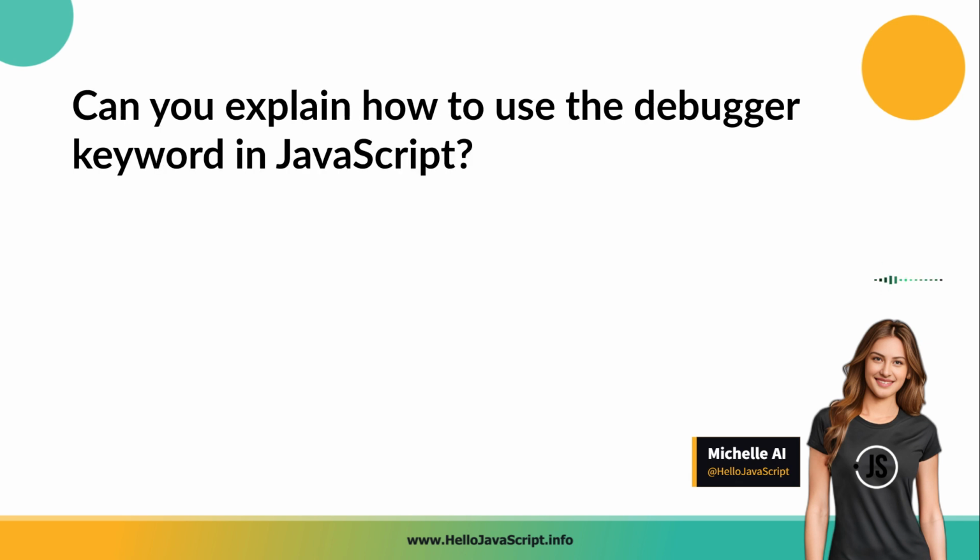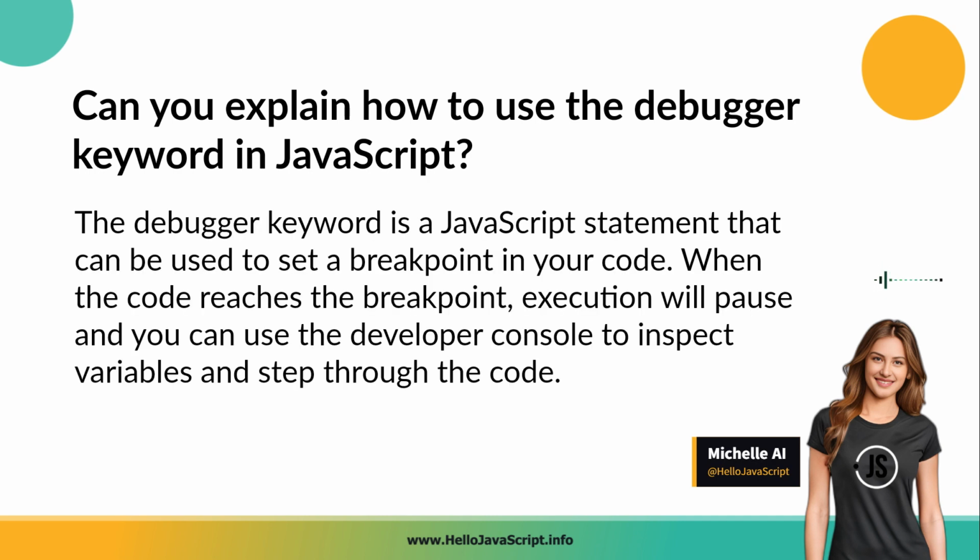This is the next question. Can you explain how to use the debugger keyword in JavaScript? Here is the interview response. The debugger keyword is a JavaScript statement that can be used to set a breakpoint in your code. When the code reaches the breakpoint, execution will pause, and you can use the developer console to inspect variables and step through the code.